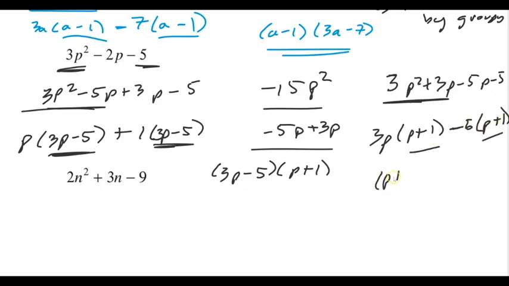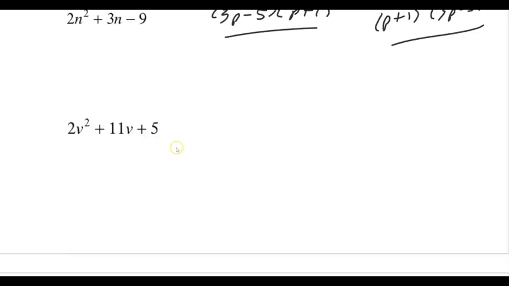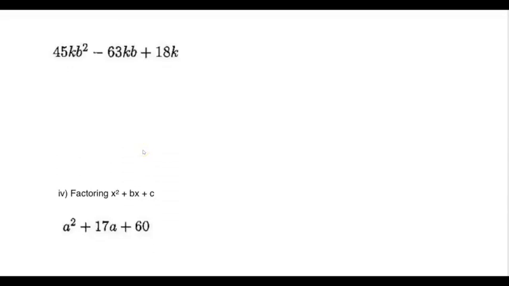These factor: p plus 1, 3p minus 5. I'm going to skip a couple of these because we've done a lot. I'm going to get to this one. So this one looks disgusting. You're like, oh, I do not want to multiply 45 times 18. Yes, you don't. But don't forget rule 1.